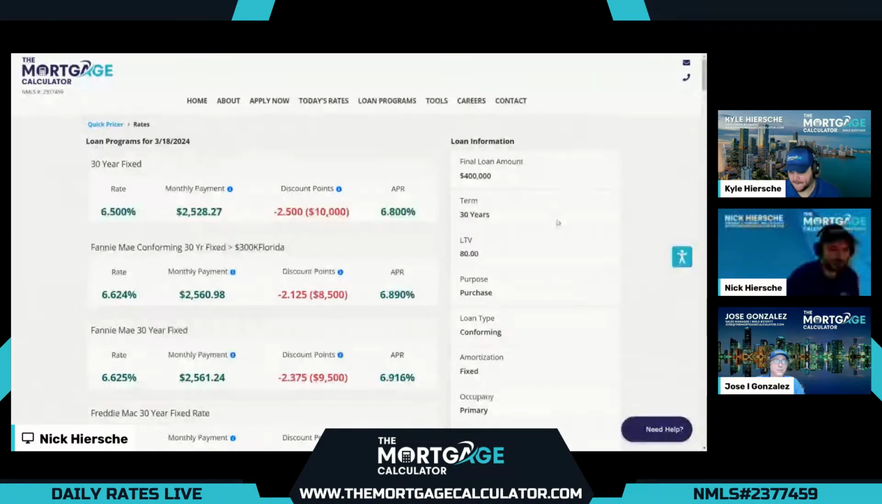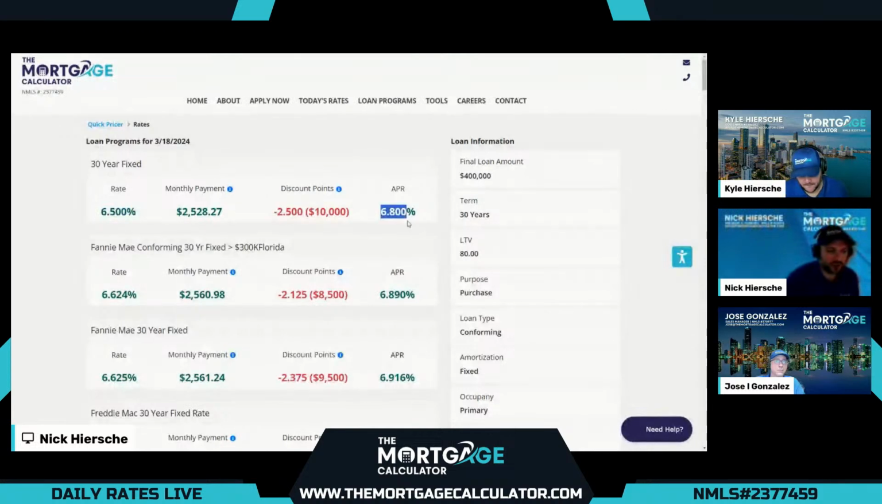And definitely higher than last week, and it may go a little bit higher today as well. So definitely lock those in sooner than later if you want to do it before the Fed meeting here this week. 6.5 rate, 2 points of cost, puts the final APR at 6.800. So that's a good option for our customers that qualify conventional.